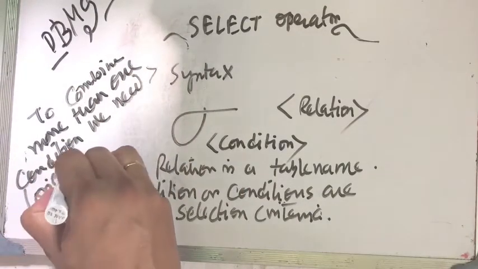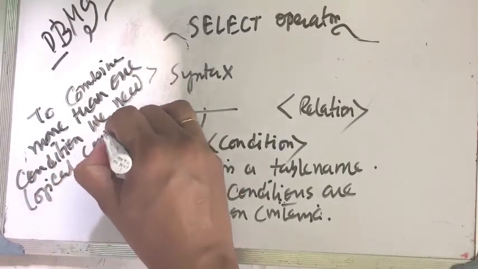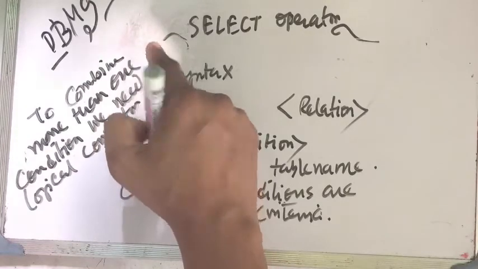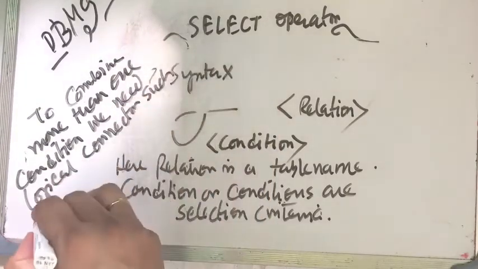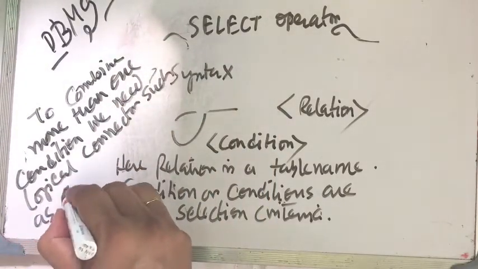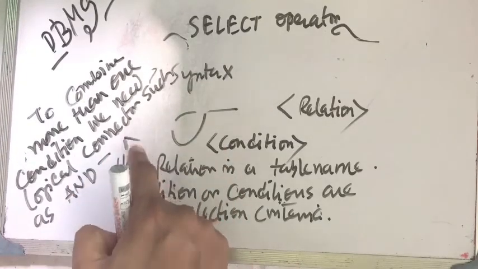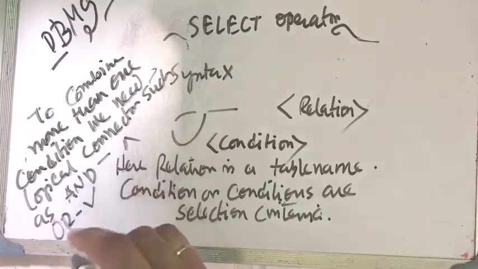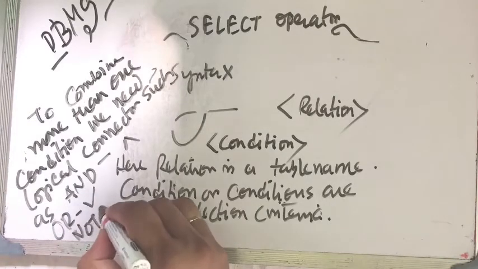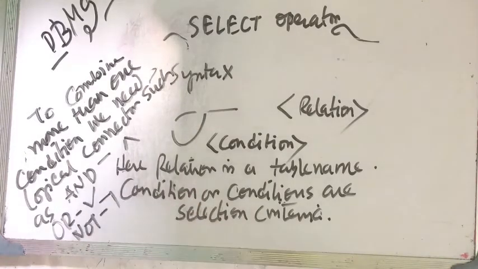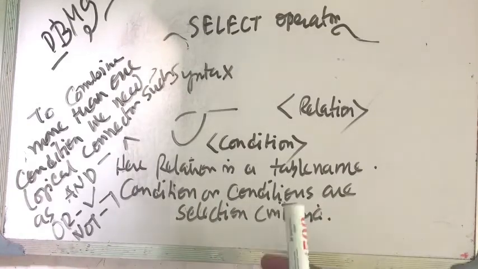we need a logical connector, such as AND, which is the AND operator, OR, which is this operator, and NOT, which is the negation operator. So these symbols are used to connect different conditions in a select operation.